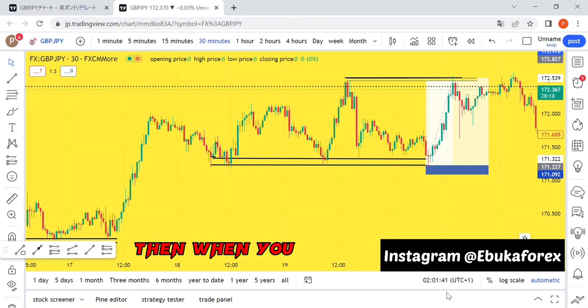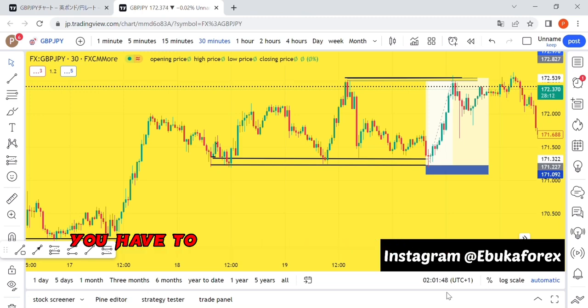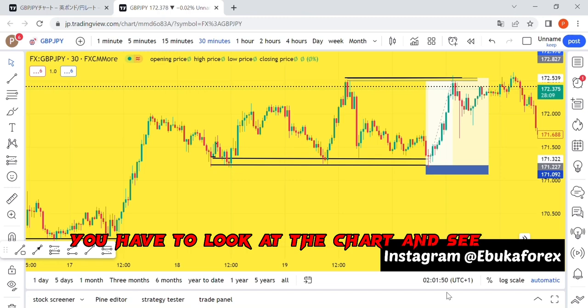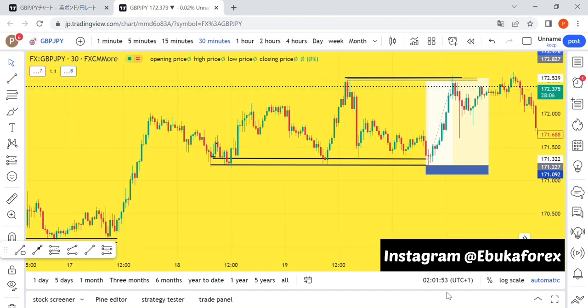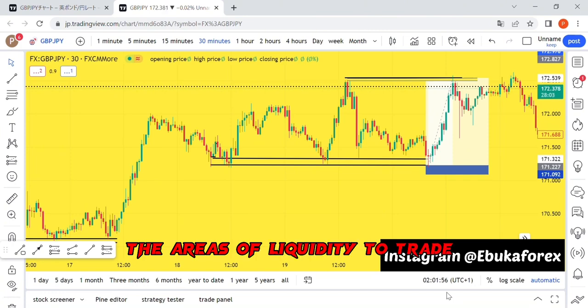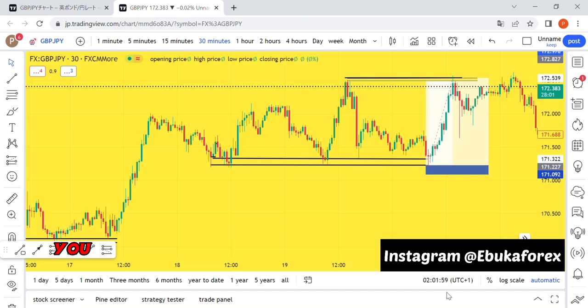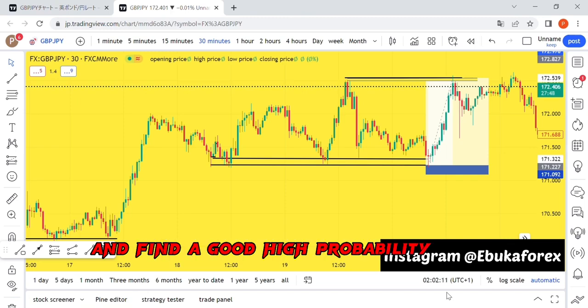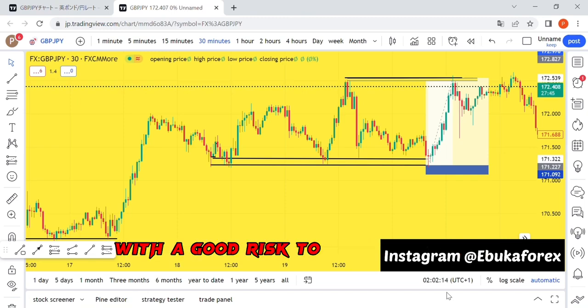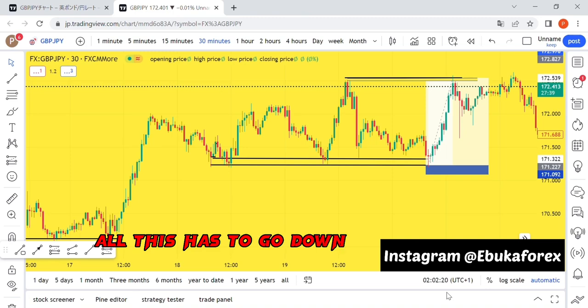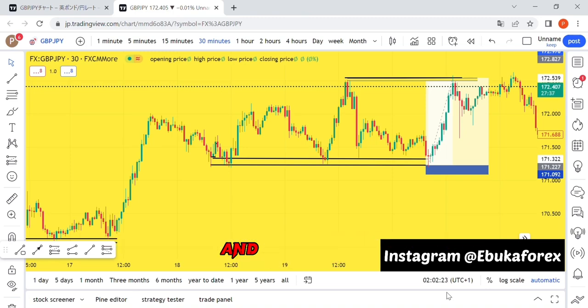Then, when you want to trade, if you want to trade the London session, you have to look at the chart and see the areas of liquidity, the liquidity zone. You have to look for the areas of liquidity in the market. By doing so, it will help you find a good high probability trade with a good risk to reward ratio. And don't forget, all this has to go along with market structure and the Q zone.